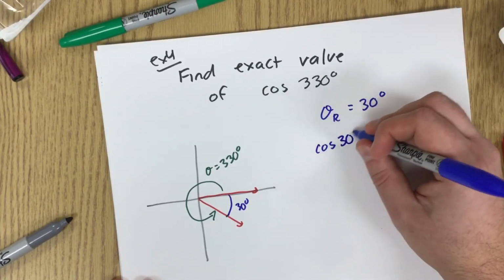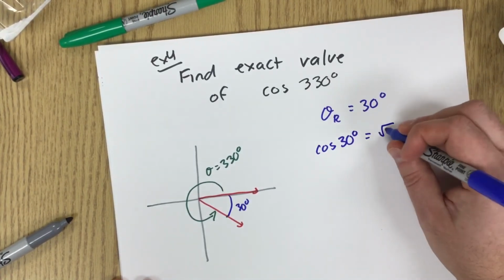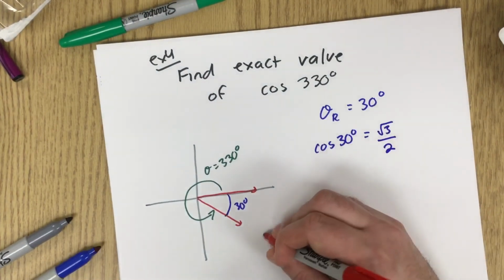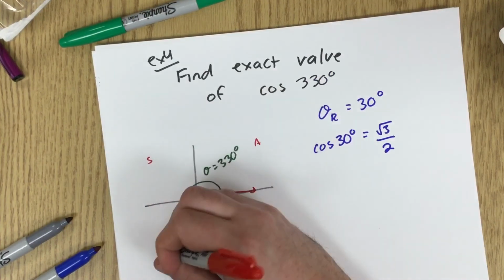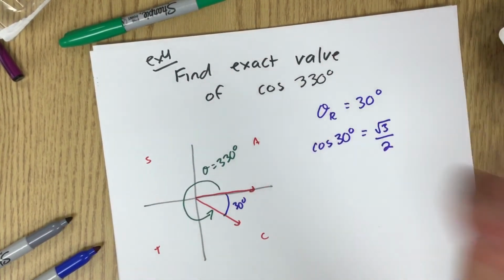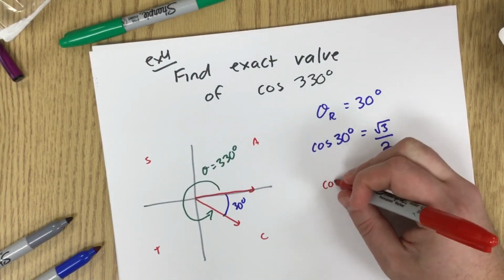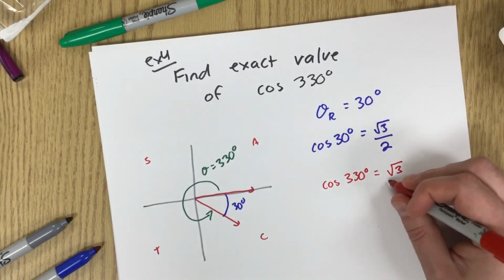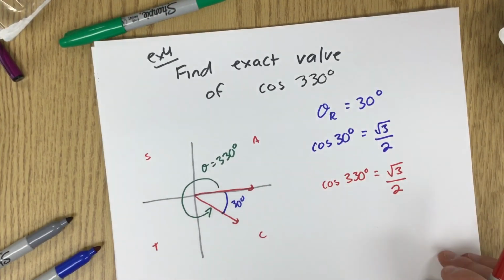The cosine of 30 degrees is root 3 over 2, I believe. According to the CAST rule, we're in the fourth quadrant. Cosine is positive. We're doing cosine, so it's going to stay positive. So the cosine of 330 is root 3 over 2. There you go.